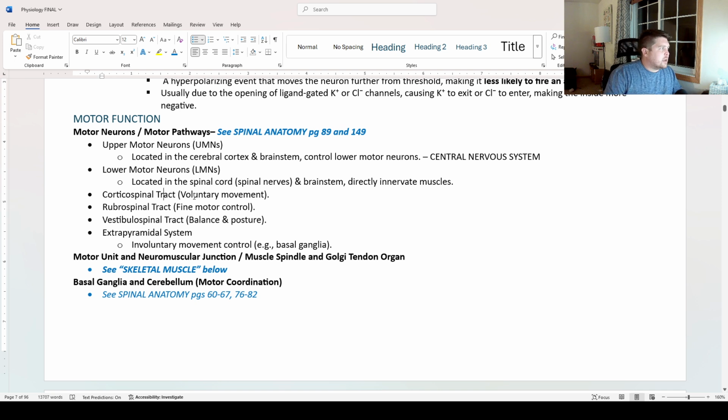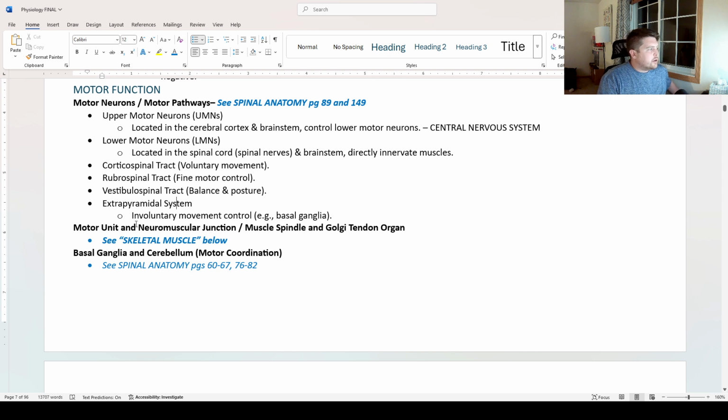The corticospinal tract is one of our motor tracts that is in charge of voluntary movement. The rubrospinal tract is fine motor control. Vestibulospinal tract is for balance and posture. And the extrapyramidal system is involuntary movement control. Think like a lot of our postural type muscles.